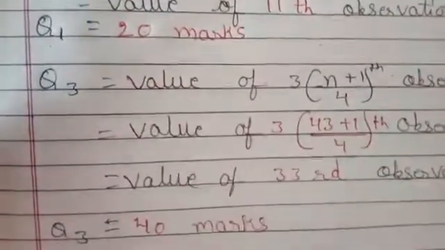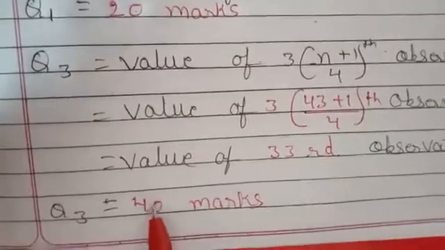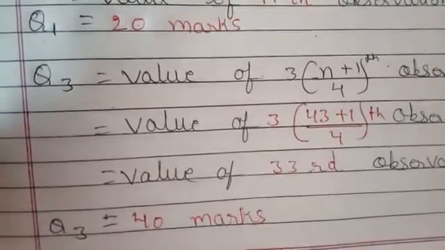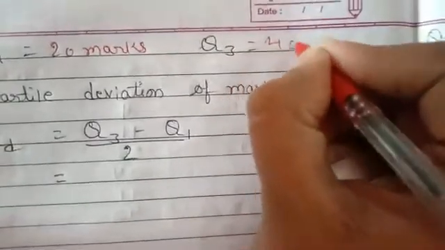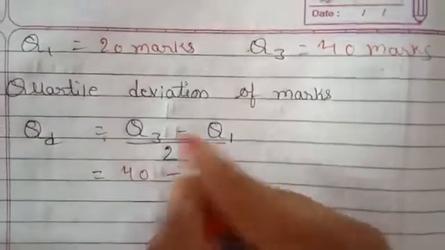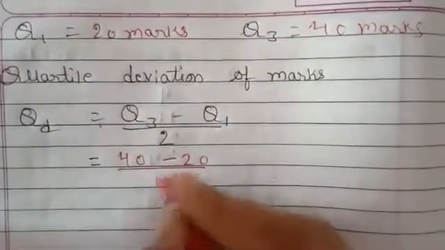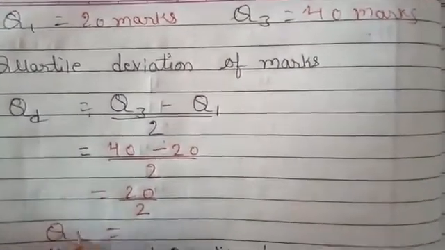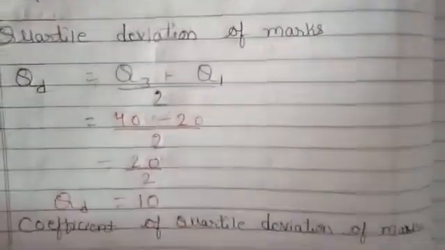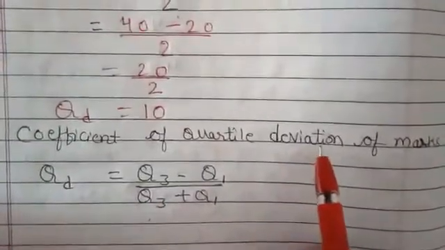Now Q1 also we found, Q3 also we found. Now we will put it in our formulas of quartile deviation and coefficient. Now our Q1 was 20 marks and Q3 40 marks. Quartile deviation of marks, that is QD, Q3 minus Q1 upon 2, that is our formula. So Q3 is 40 and value of Q1 is 20. 40 minus 20 divided by 2, that is equal to 20 upon 2, that is equal to, quartile deviation is equal to 10.